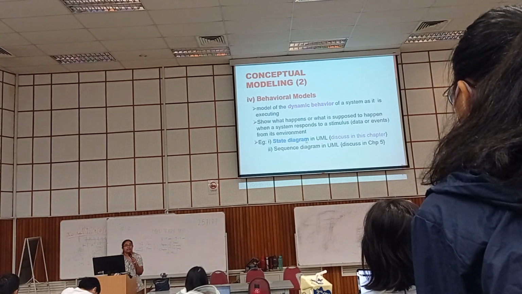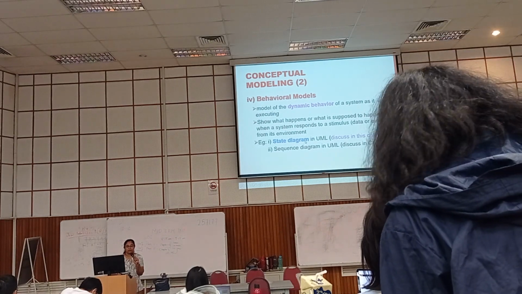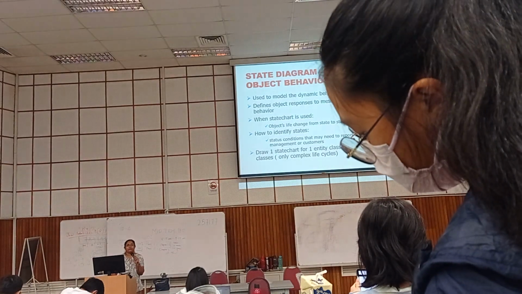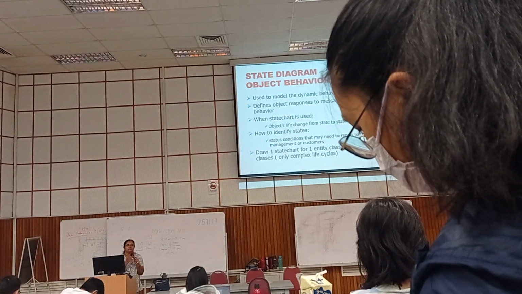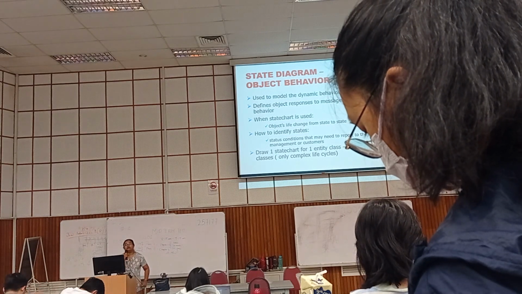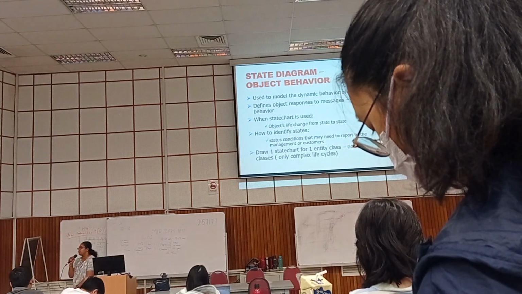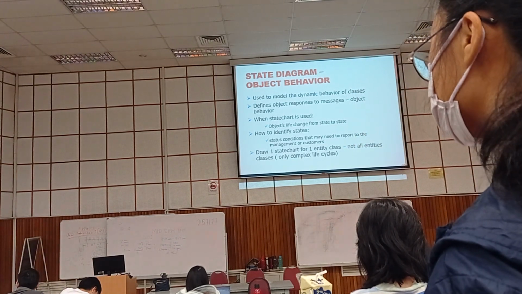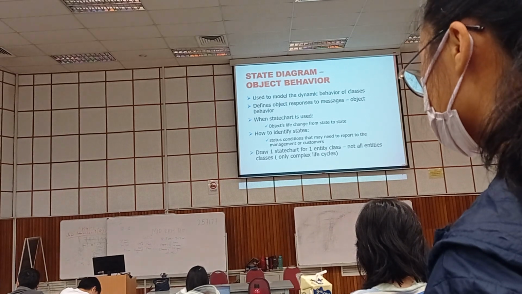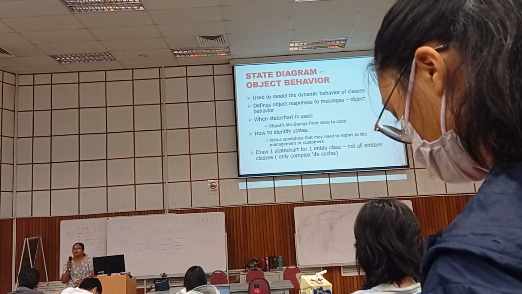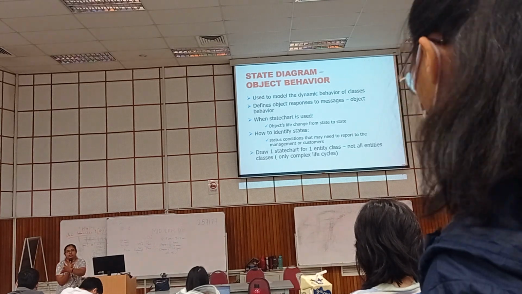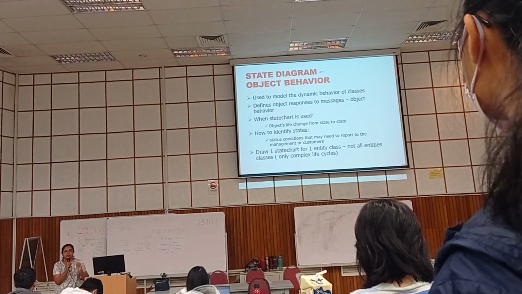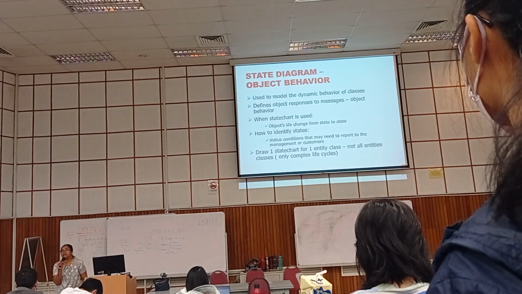Now, the state chart diagram will be our focus for the remaining slides. So what is the state chart diagram? It shows the behavior of the object. You know the difference between class and object? Can anyone tell me the difference between class and object? If you can understand the difference between class and object clearly, you can understand this diagram very easily.